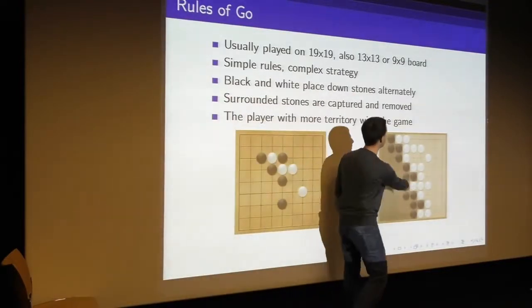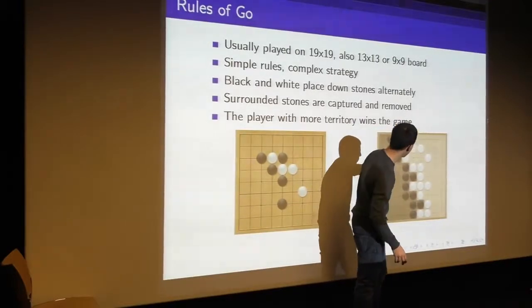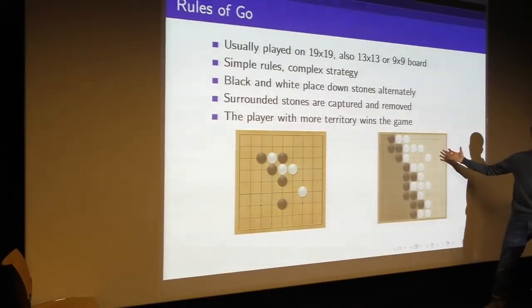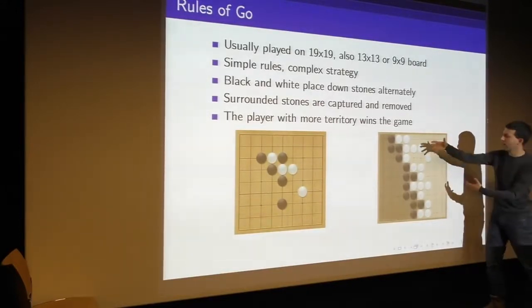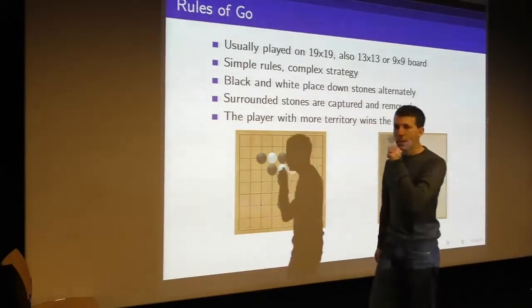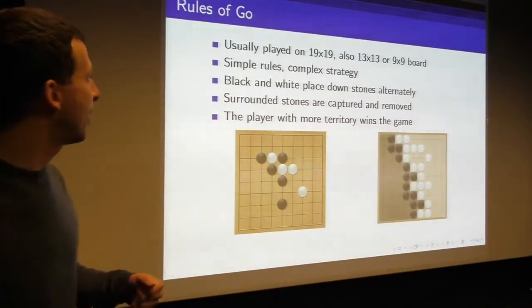So this is an end game position, and we see that black has surrounded this number of intersections, but white has surrounded more intersections over here, so in this position white would have won the game. And so the goal of the game is to place down your stones in the way that maximizes the amount of territory you get. Okay, so it's a fun game.